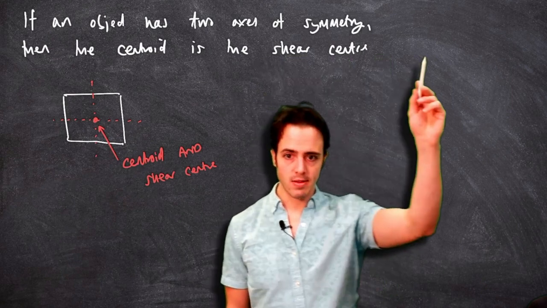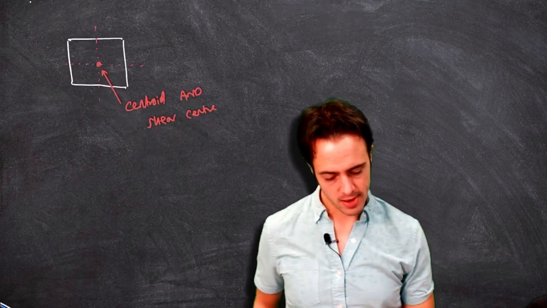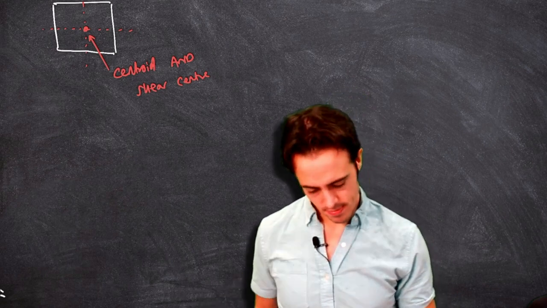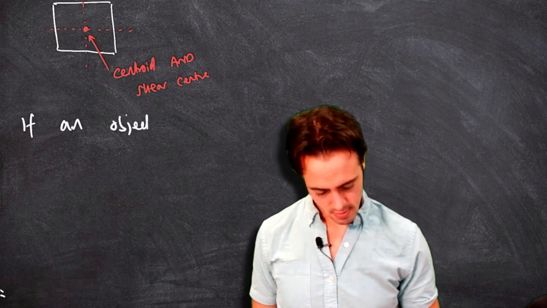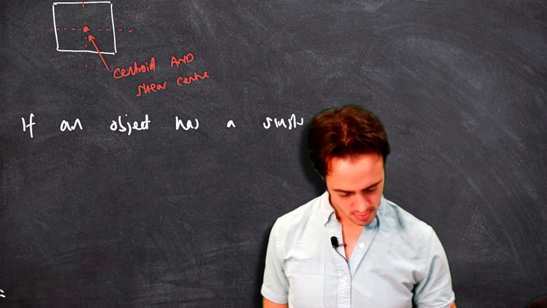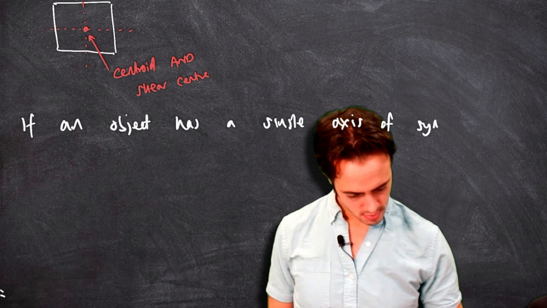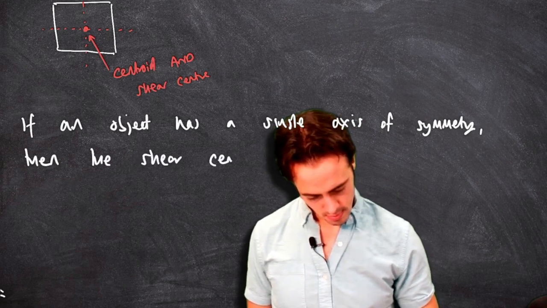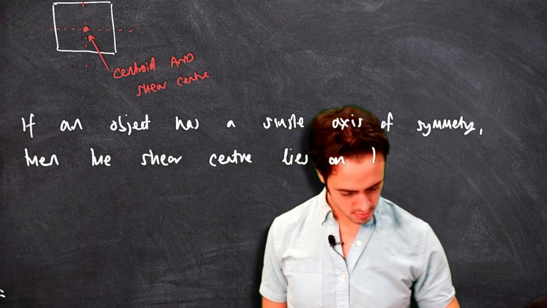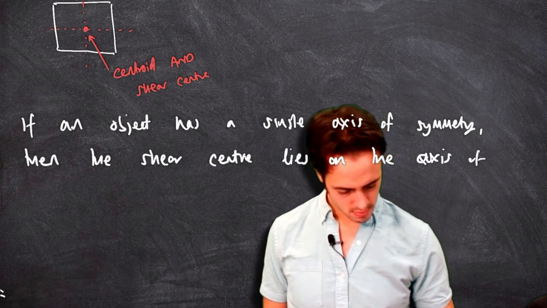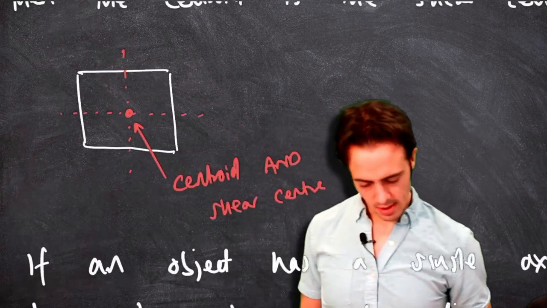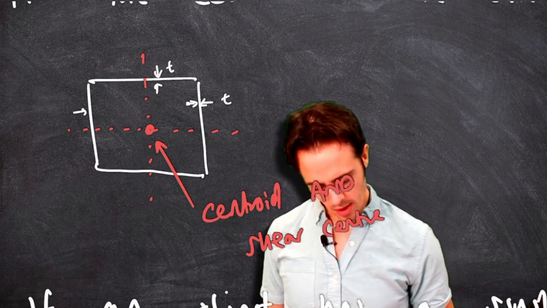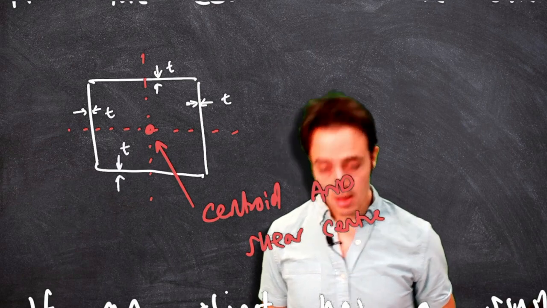But we said here, if an object has two axes of symmetry, then the centroid is the shear center and is the intersection of those two axes of symmetry. If the object has one axis of symmetry, then the shear center lies somewhere along that axis of symmetry. So in the example that we did up here, if the thickness of all of these walls was T, then this object has two axes of symmetry.